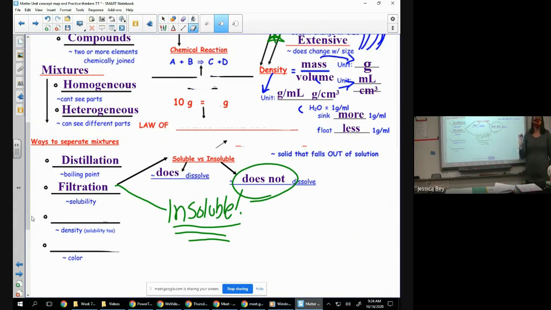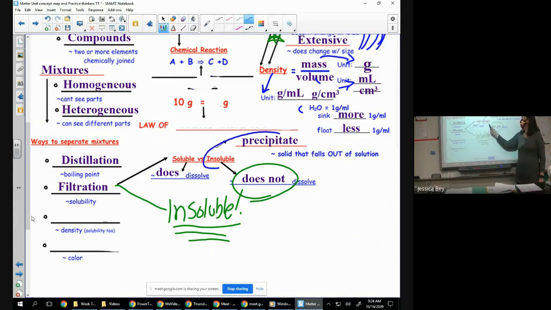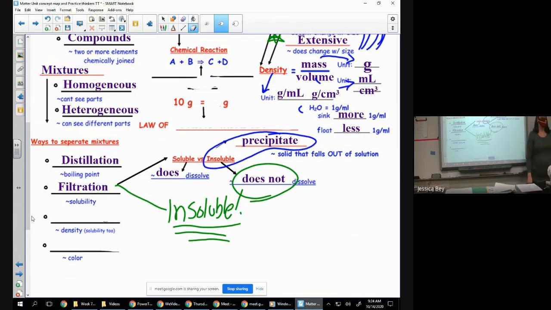And one thing that we made a few times here, which is a very specific chemistry thing, is a precipitate. A precipitate is insoluble, and it's a solid that falls out of solution. Okay. Wonderful. Let me know if I went a little too quick for you there. Good, good, good.